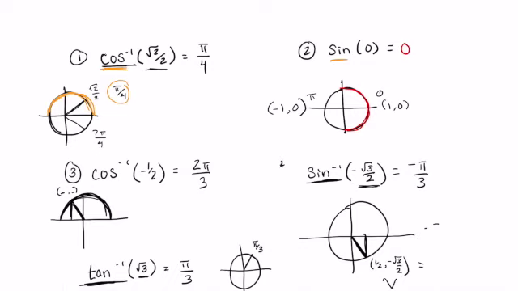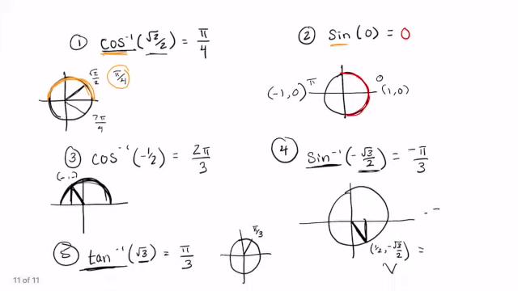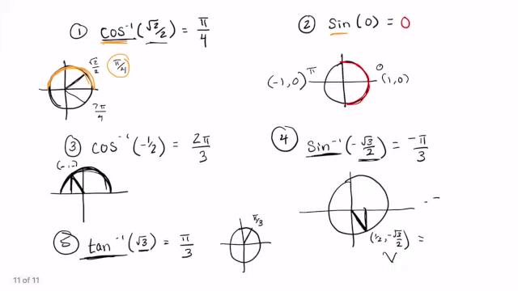But anywho, hopefully 1 through 4 made a lot more sense to you, and you feel comfortable with finding these inverse angle measures within the unit circle. So hopefully you guys feel much better on this.